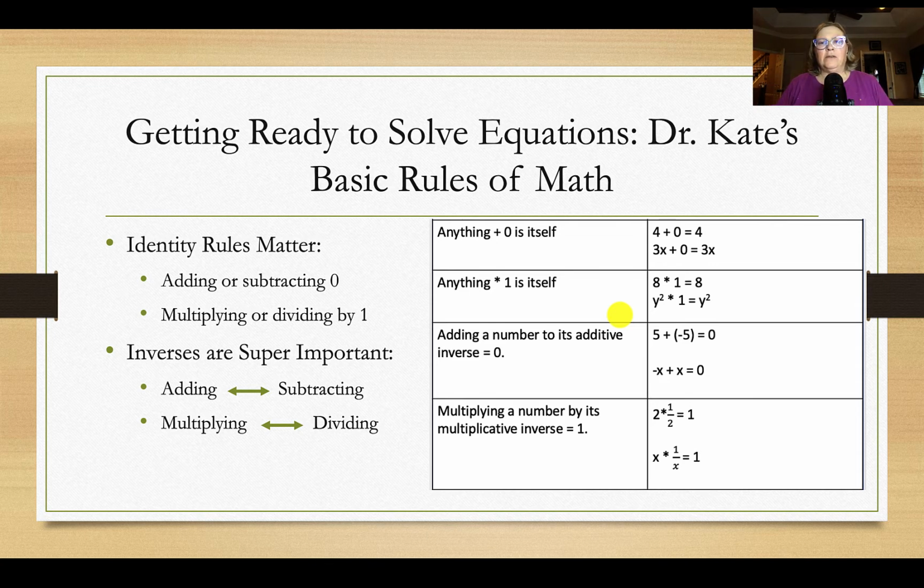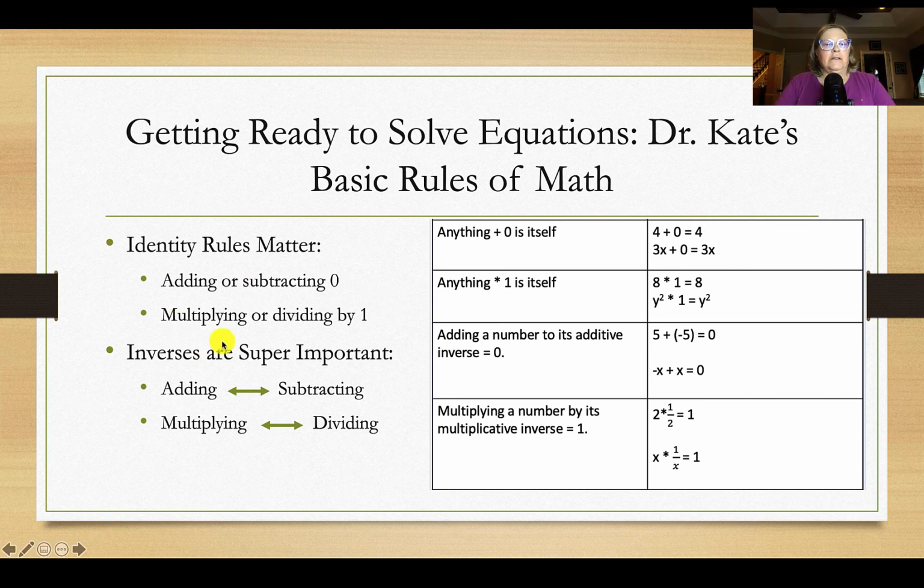I have a set of basic rules of math that all of math boils down to, just a couple of important rules. The first couple are that identity rules really matter. If you add or subtract 0, nothing happens. It's just the same thing. If you multiply or divide by 1, again, nothing happens. It's just the same thing. And that multiplying by 1 we use all the time, because I can cleverly make 8x squared times y over 8x squared times y. That's equal to 1. So I can use that to cancel lots of things in my math life.